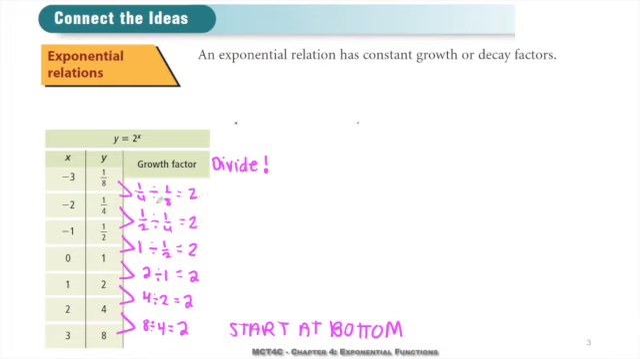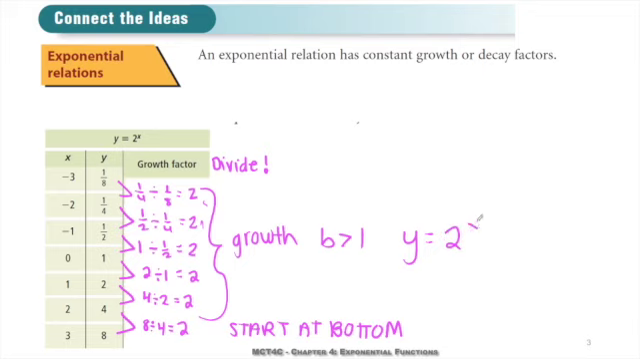So when you see that all of your growth factors are the same, you know that it's a growth factor because b is greater than 1, okay? And how you would write your equation would be y equals 2 to the exponent x. Because you got 2 here for the growth factor, you know that that base is 2, okay? So just a little intro there.